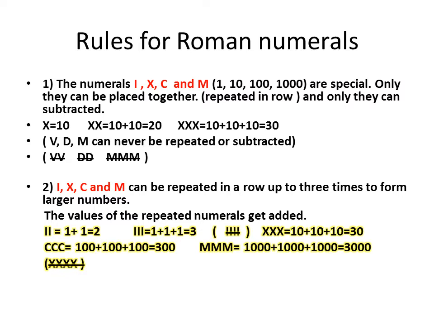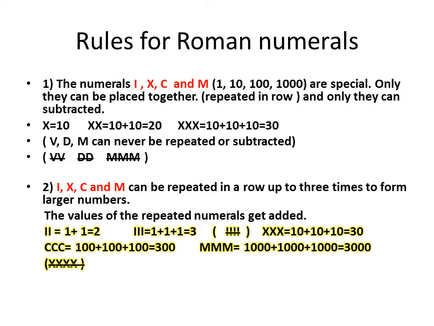Then rule 2, I, X, C and M can be repeated in a row up to 3 times to form large numbers. The values of the repeated numerals get added. We can repeat these numerals I, X, C and M up to 3 times only.